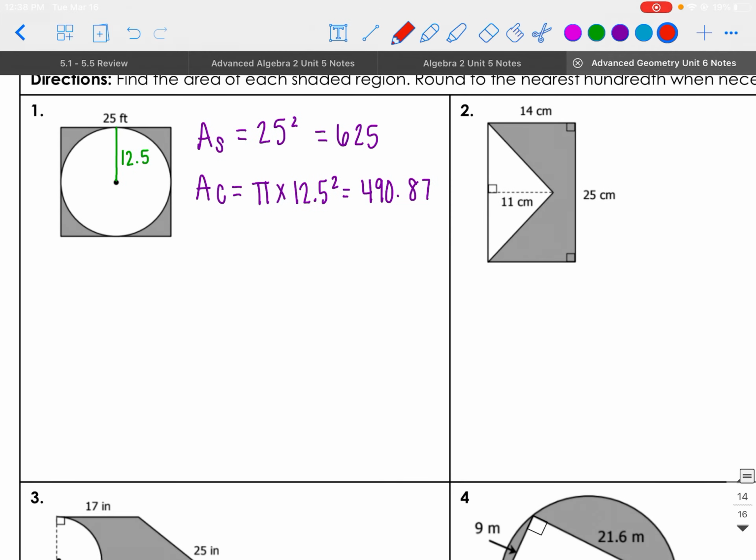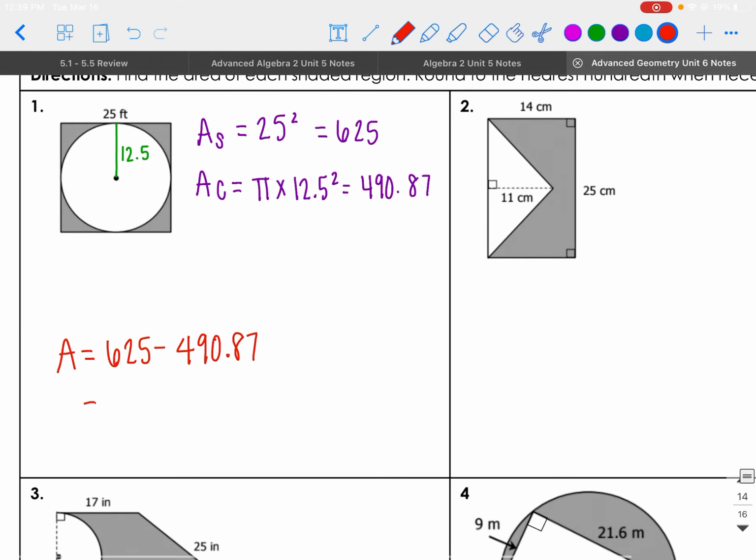So this time, instead of adding those two numbers, we subtract. So I'm going to take the square of 625 and subtract 490.87. And we get 134.13 feet squared.